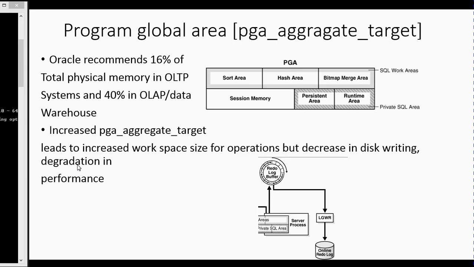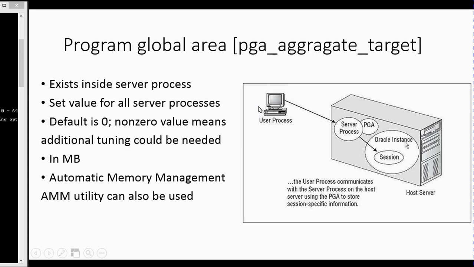In terms of the program global area, Oracle recommends that it should be 16% of your total physical memory, and that's for an OLTP environment. So going back to the example, if you have 60 megabytes overall for your PGA, I'm not really good at math, but that's a good value to give as an example.